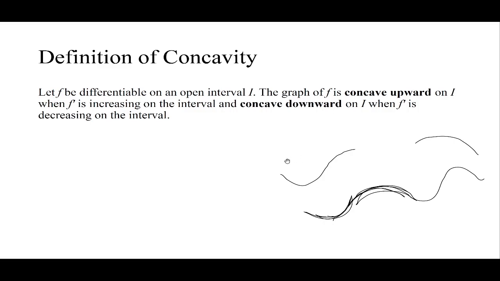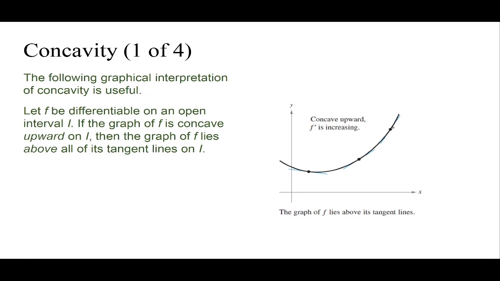And that can be found by finding the derivative of that function. If you find the derivative of function f, we can find out when this concavity happens. So let f be differentiable on an open interval I. The graph of f is concave upward on I when the first derivative is increasing on that interval. When the first derivative is decreasing, the graph is concave downward. That's the definition.